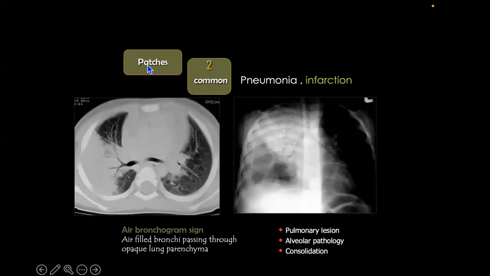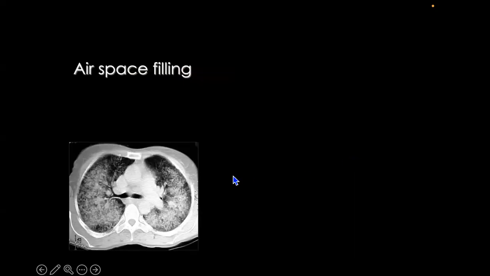So now we have patches. Patches are usually pneumonias or infarction. So this is a patch with air bronchogram. Infarction, sorry, not infection. This is airspace consolidation because we have the air bronchograms. Here we have the air bronchograms. This is most likely pneumonia.